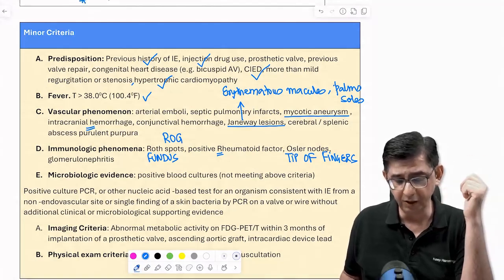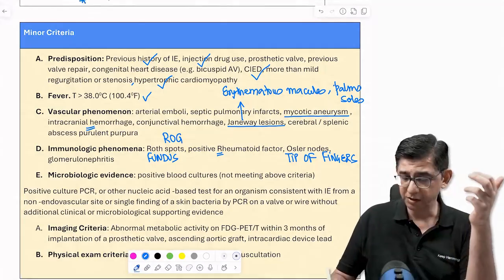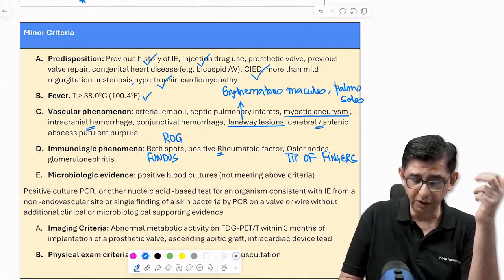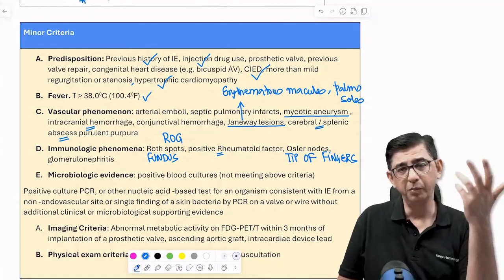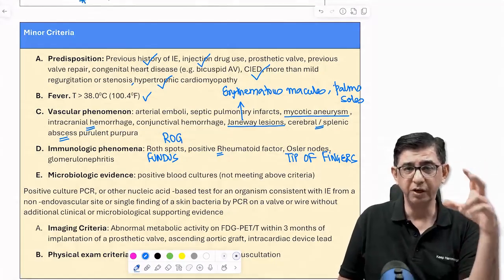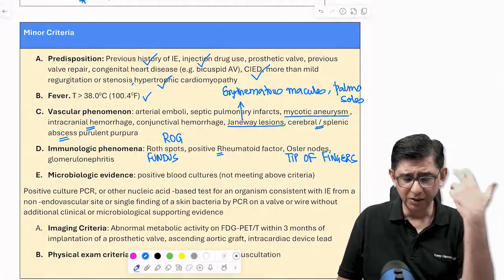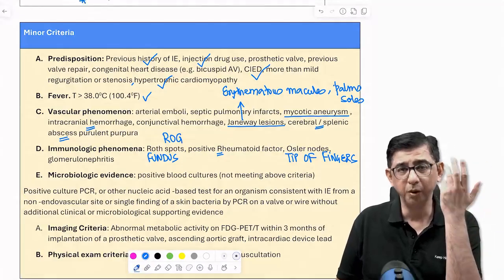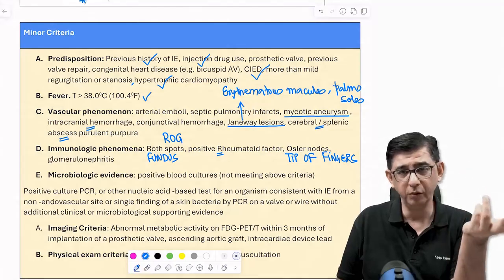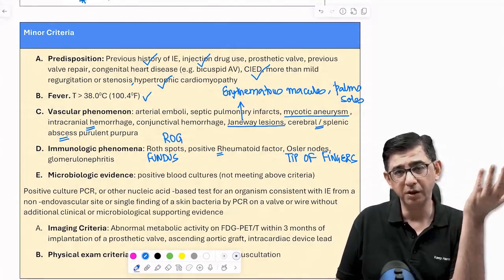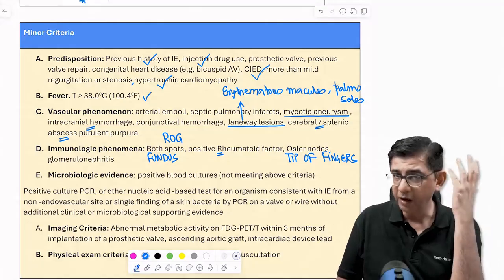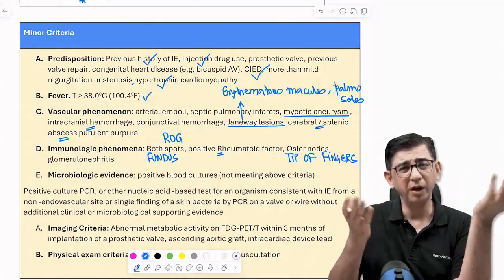It could be conjunctival hemorrhages, there could be splenic abscesses, as I explained to you, brain abscess, splenic abscess can develop, there can be palpable purpura in a patient. So all these manifestations, I don't need to say that these are vascular phenomena, because purpura is a vascular phenomenon only. Reddish lesions in palms are again vascular phenomena. Brain hemorrhage is a vascular phenomenon. I mean blood vessel related.